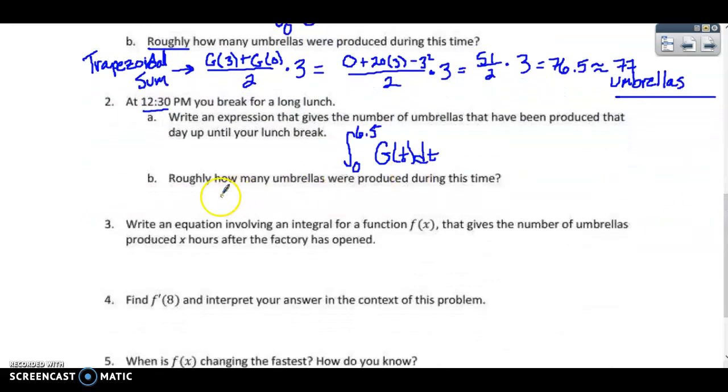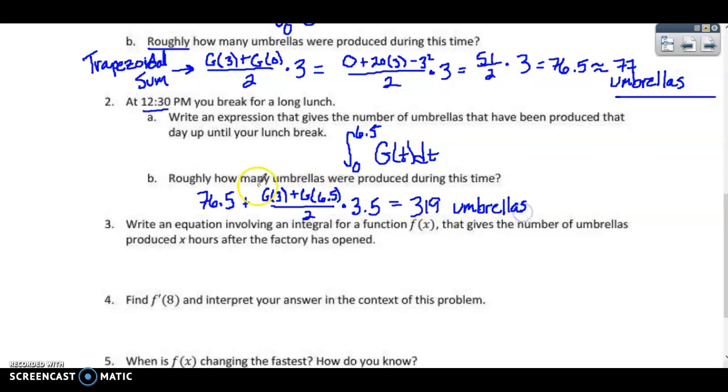So how many umbrellas were produced? Well, we have 76.5 that were produced already from 6 a.m. to 9 a.m., plus we need to calculate the umbrellas generated from G of 3 to G of 6.5. I'm going to use the trapezoidal rule again. So I'm going to divide that by 2, and then I'm going to multiply that by the width of that time interval, which is 3.5. I'm going to let you calculate those values. I'm going to go ahead and tell you that it ends up being, actually I think it's equal to, 319 umbrellas. And you say, well, where did those numbers come from?